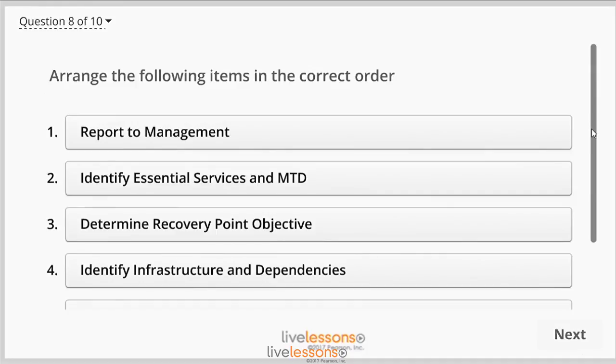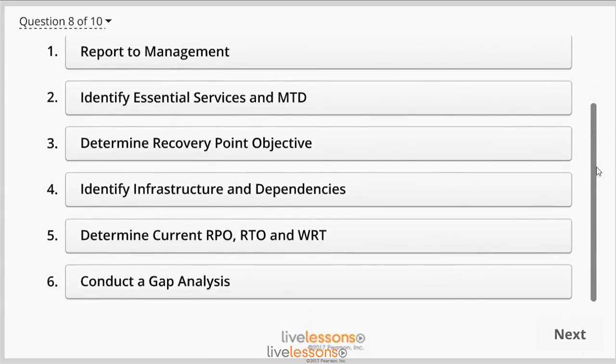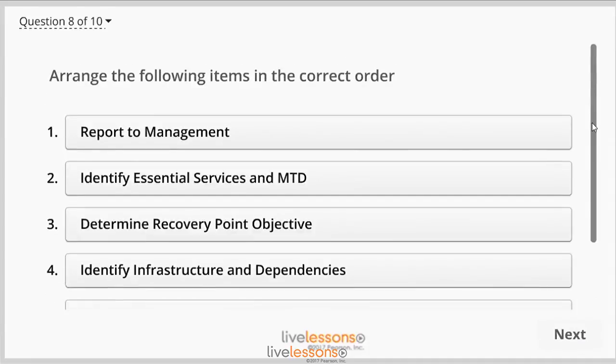But it's not even telling us what the process is. So I need to start looking through the question. Let's see, reporting to management, could be anything. Identifying essential services and MTD, maximum tolerable downtime. Maybe this is a BIA, let me continue on. Recovery point objective, determining the current objectives. That should then trip off to me that, oh, this is definitely the process for a BIA. So let's put the BIA in the correct order.